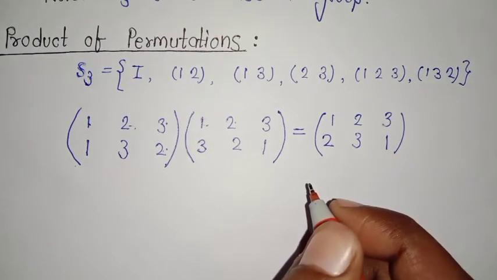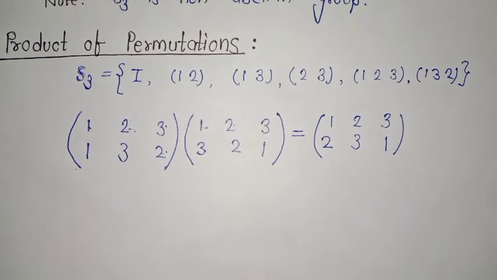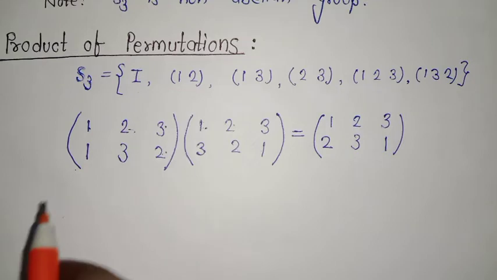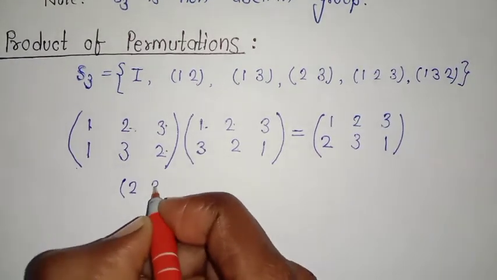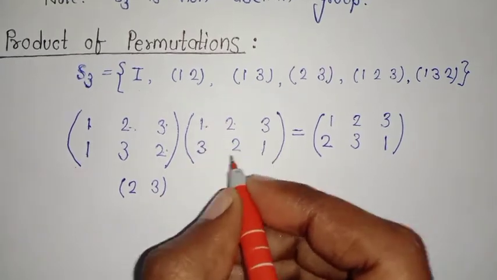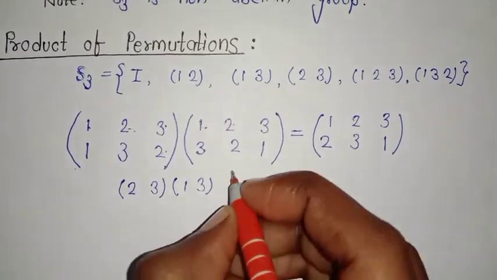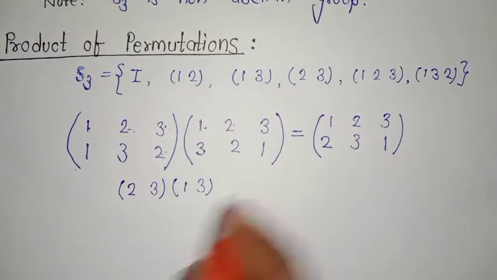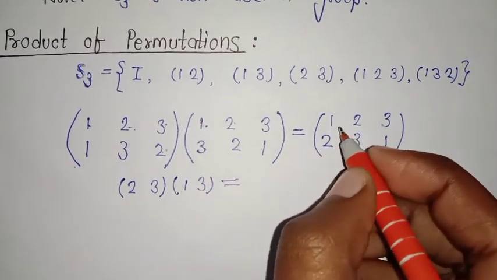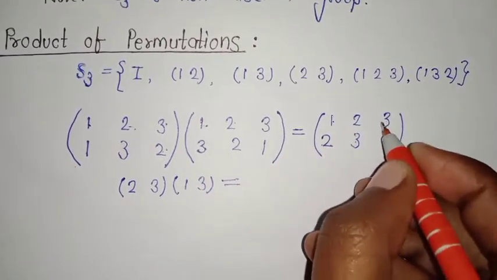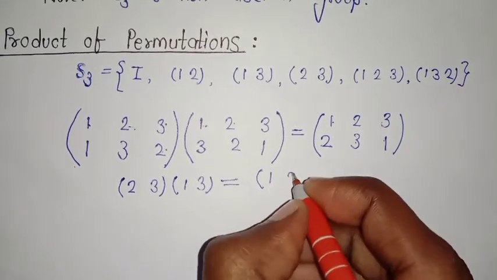I hope you understand this. Now I will take one more example to show clearly what the product of permutations is. If we write these permutations in the cycle form, then this is nothing but (2 3), a cycle of length 2. And if we write this, then this is a cycle of length 2 again, which is (1 3). And this is the product, which is a cycle of length 3. You can see 1 is going to 2, 2 is going to 3, and 3 is going to 1. We have started from 1 and reached 1, so we are getting a cycle of length 3.